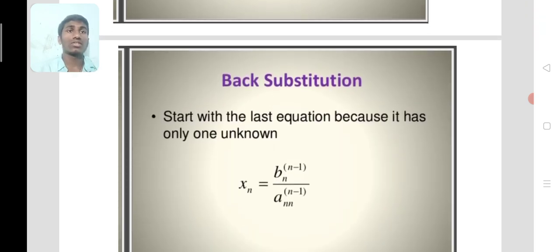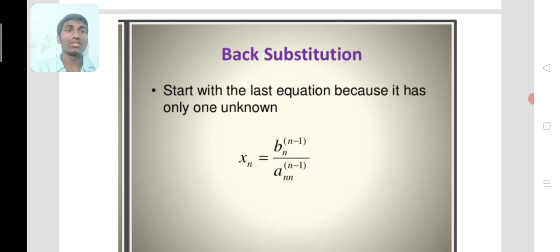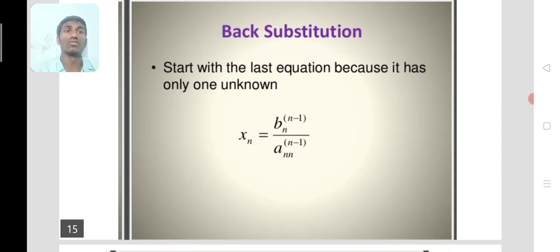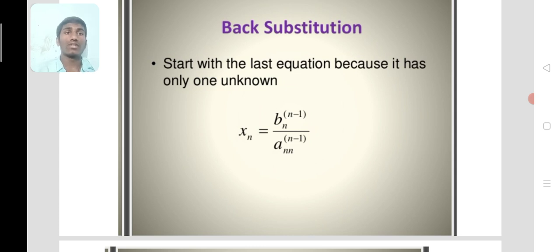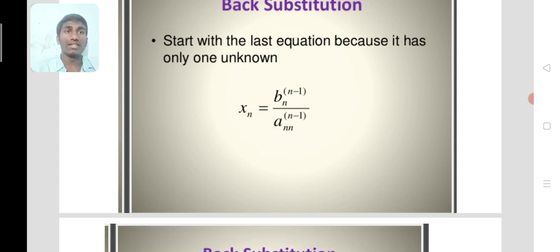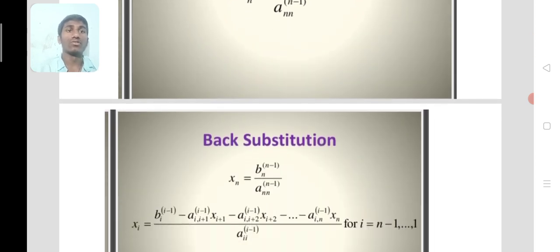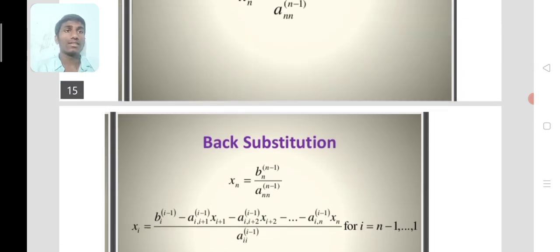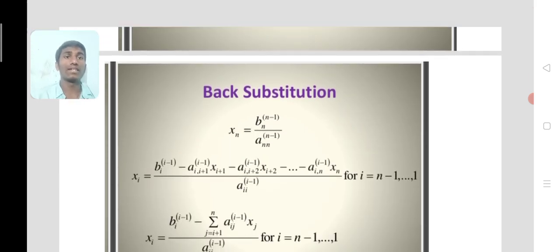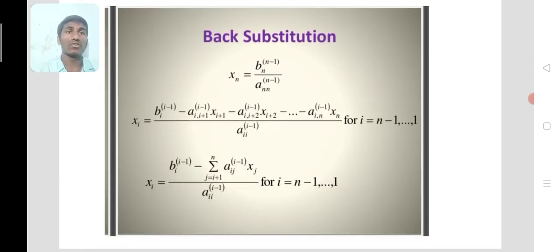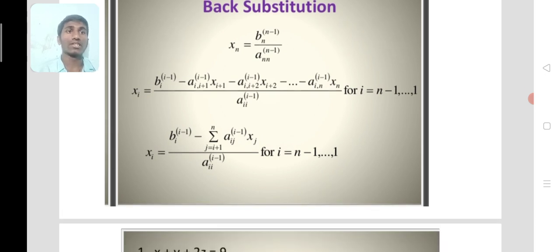Start with the last equation because it has only one unknown value. Then the last unknown value is xn equal to bn to the power n minus 1 divided by ann to the power n minus 1. So we get the last unknown value. In a similar way, we get all the unknown values from the equations.